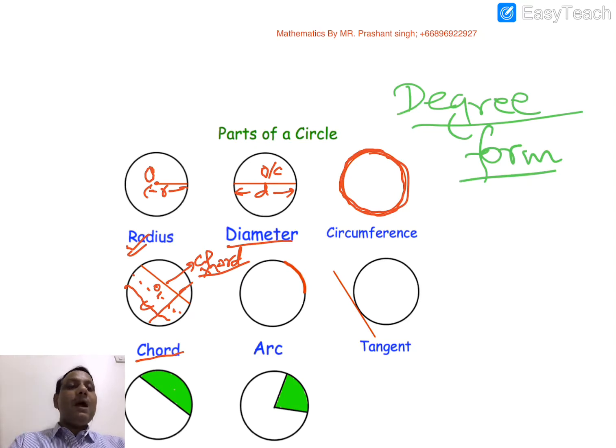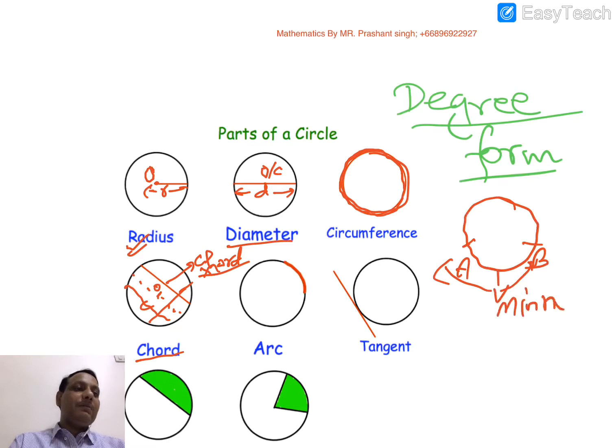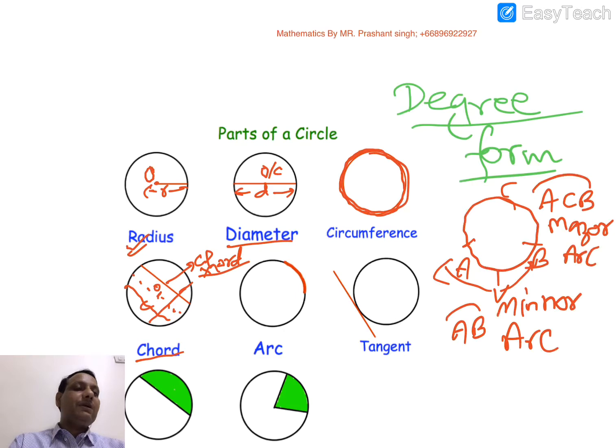Now arc length. I will go into a bit of detail here. Suppose you have a circle. If you take an arc here with points A and B, this is called the minor arc. But if you go A C B, that is the major arc. So the minor arc is AB, with the arc symbol like that, and ACB is the major arc. So there are two parts of the arc: one is called the major arc, one is called the minor arc. I will go over all this on the next page also.